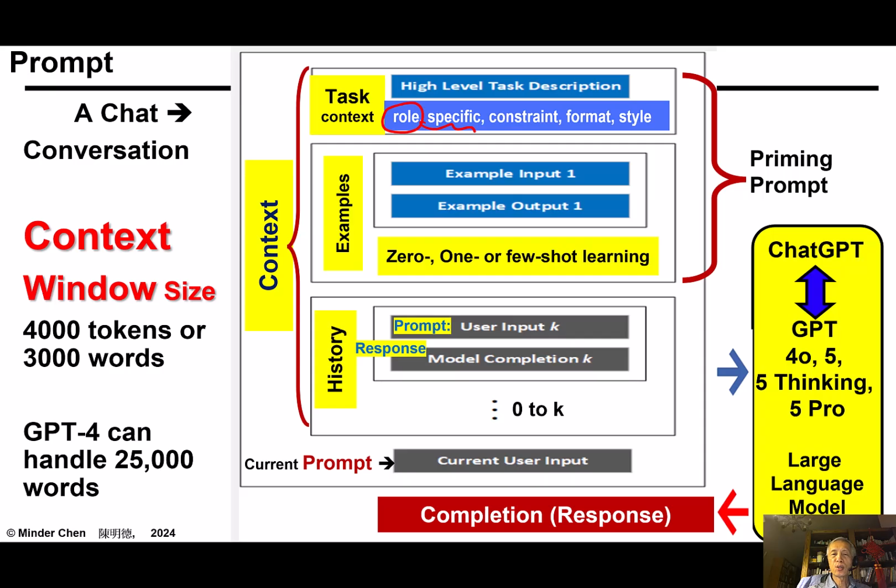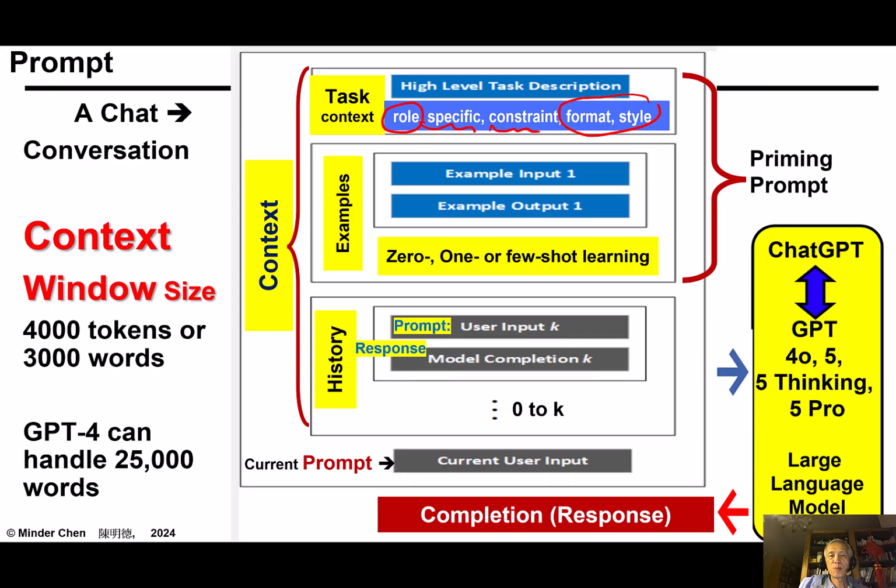Add additional constraints, and in terms of output or conversation style, you can say I want this to be in bullet points, in table format. I want this to be in a more casual style or a more academic style of writing.